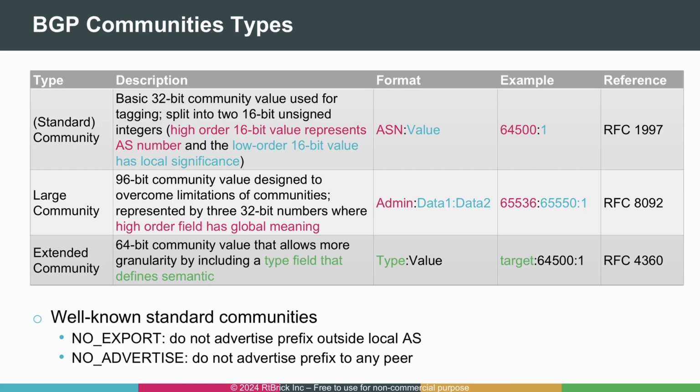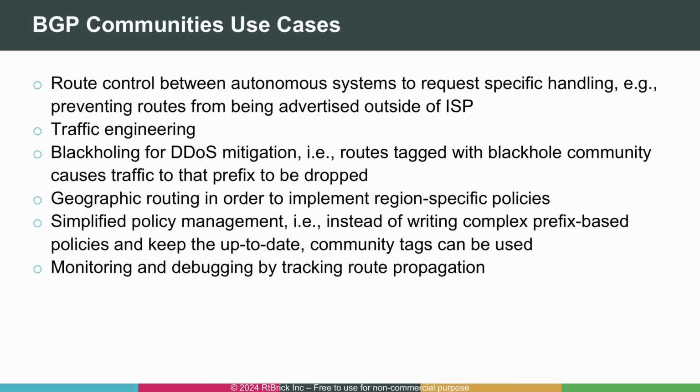Now, let's talk about some predefined communities with special meanings. The no-export community tells routers not to advertise the route outside the local AS, while the no-advertise community takes it further, advising not to advertise the route at all. BGP communities have a wide range of uses. They can help coordinate routing behavior between networks.